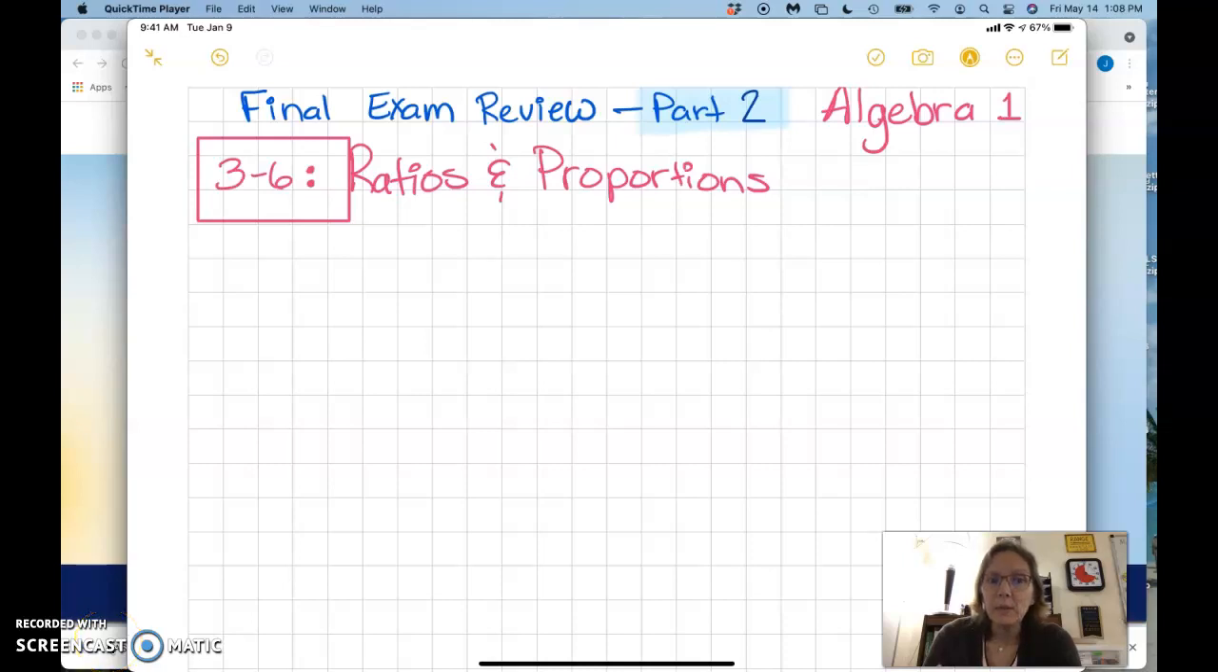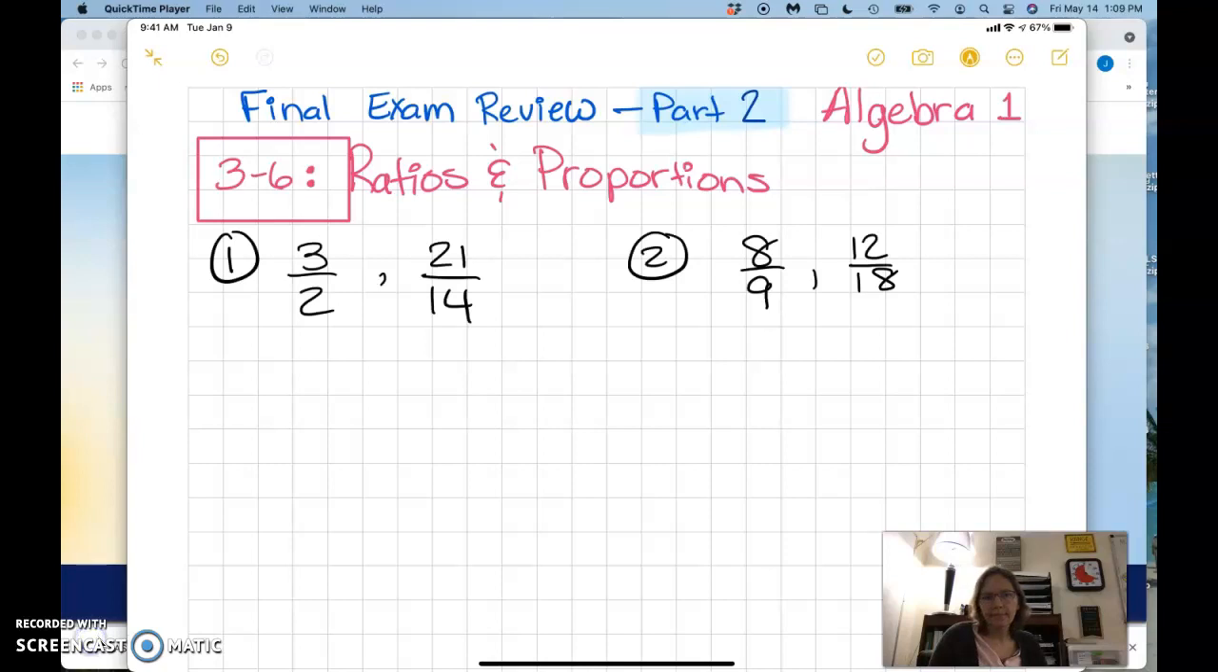Okay, so we are reviewing part 2 for your final exam, and make sure you take notes. We're going to talk about ratios and proportions first today. Use cross products to determine whether each pair of ratios form a proportion.